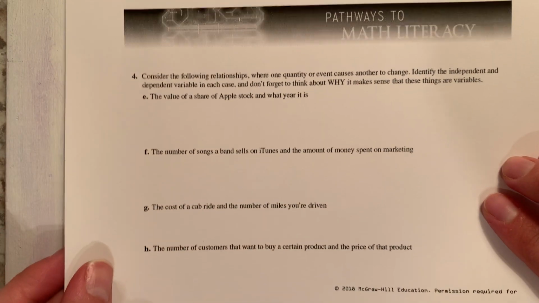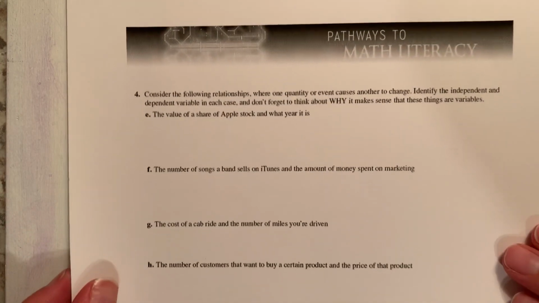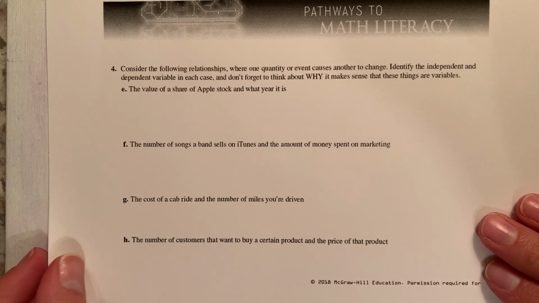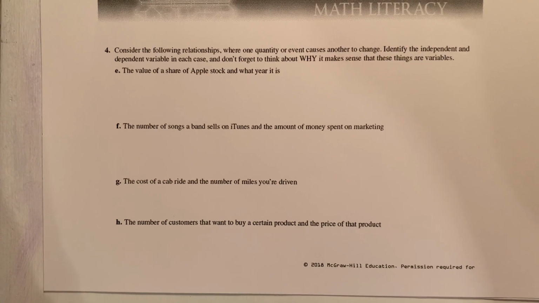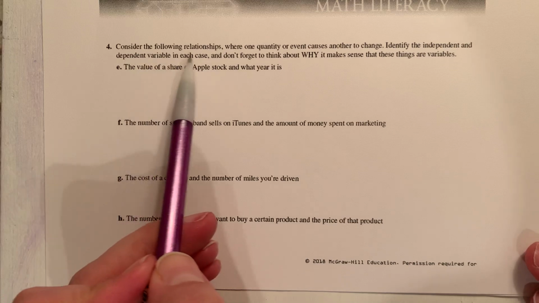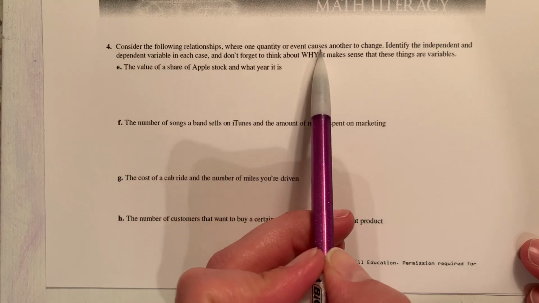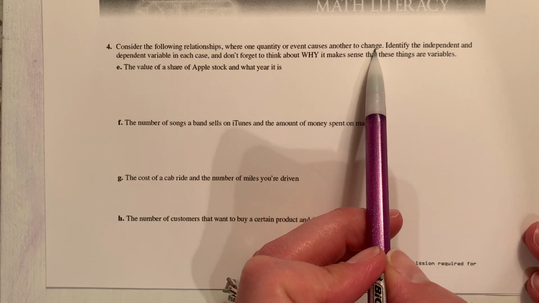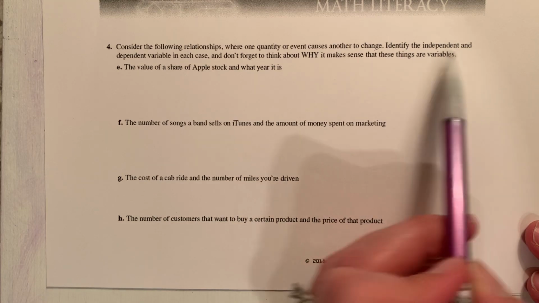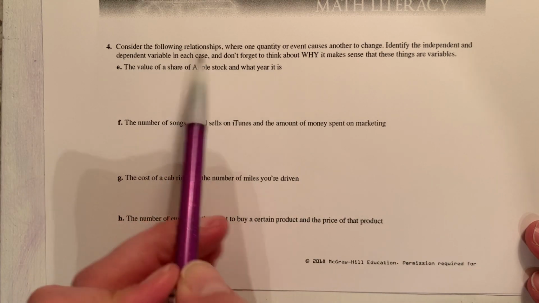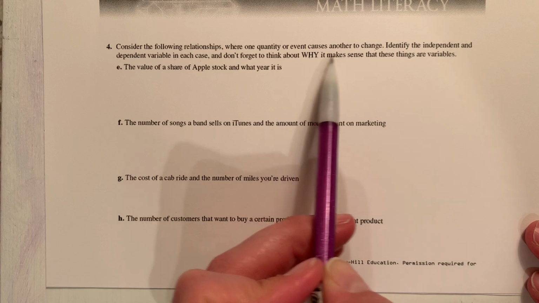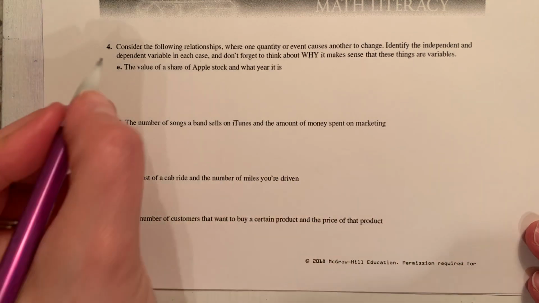All right, number 4. Make sure it's in the shot there. Consider the following relationships where one quantity or event causes another to change. We're going to identify the independent and dependent variable in each case, and don't forget to think about why it makes sense that these things are variables.